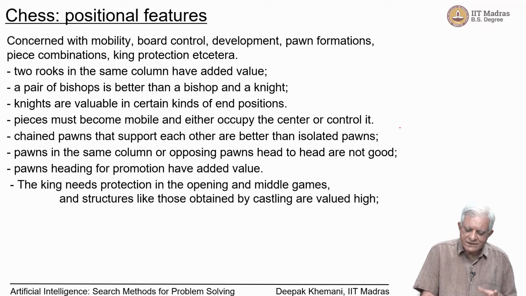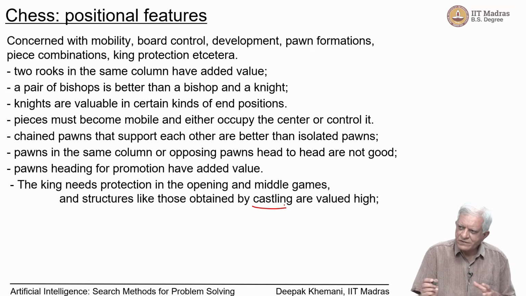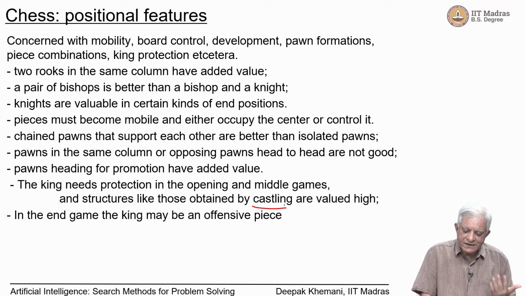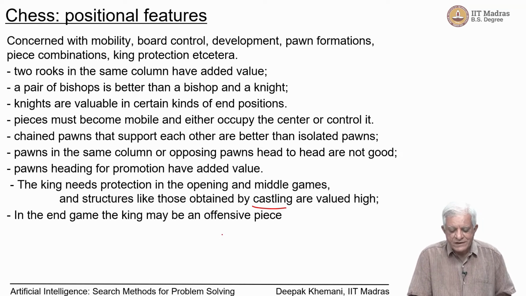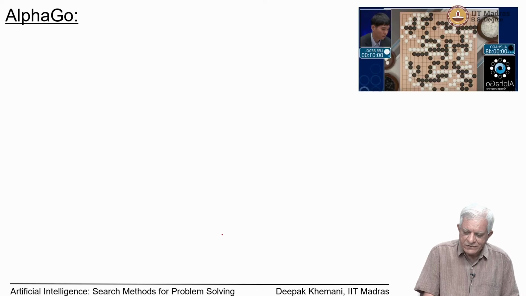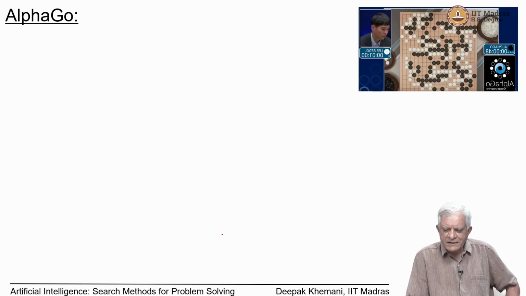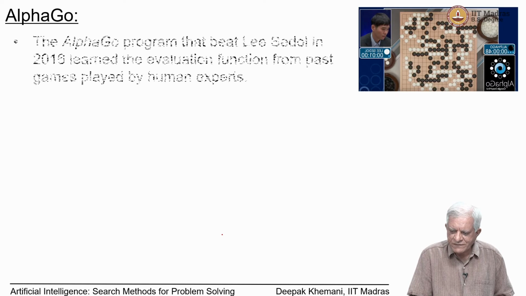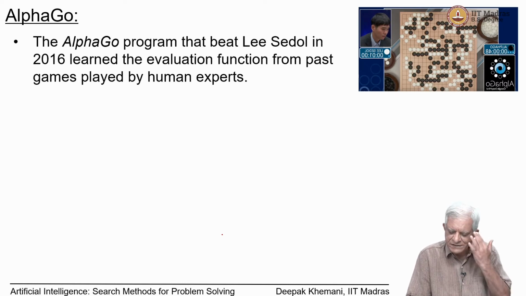The king needs protection in the opening and the middle games, because that is why they do things like castling and so on, so that you surround the king by other pieces and it cannot be attacked. But as the game proceeds, in the end the king can become an offensive piece essentially. So, its nature changes, it has become more active. Then there are things like pins and forks and discovered attacks, which you can capture using positional values. Now, coming back to this game of AlphaGo essentially, that also obviously uses an evaluation function, and AlphaGo uses a combination of search and policy learning, as they called it.